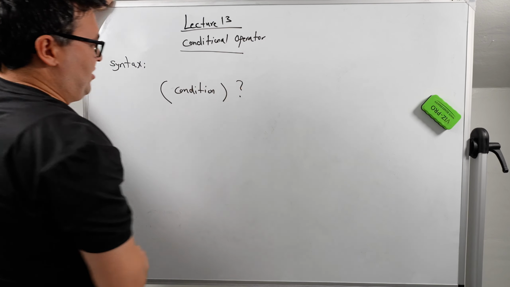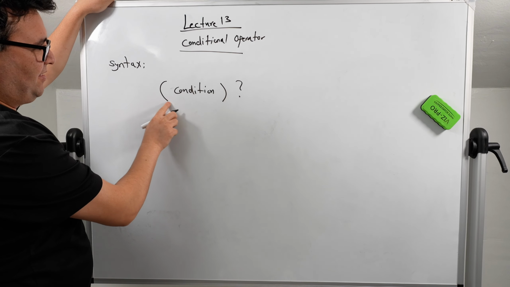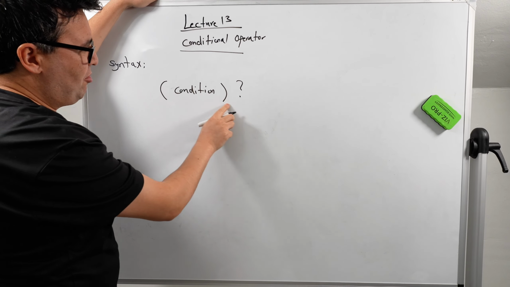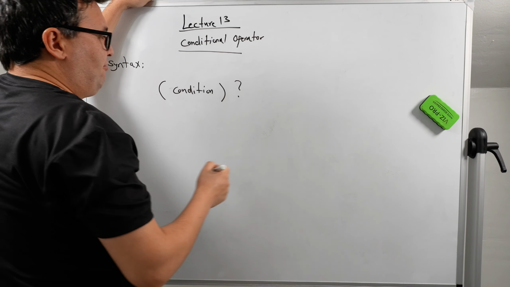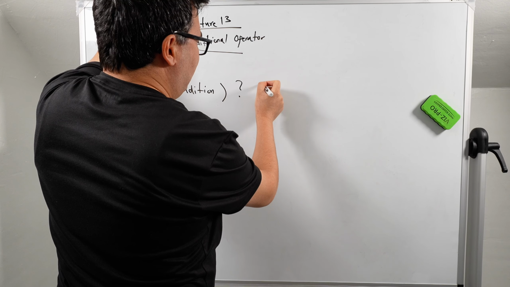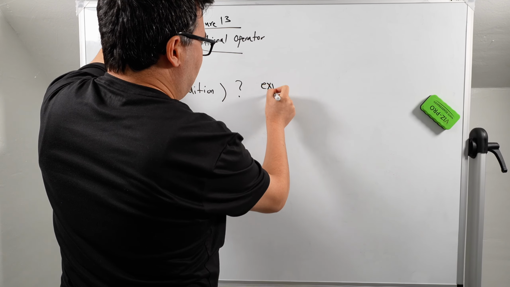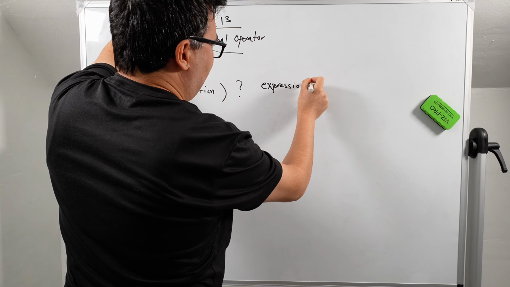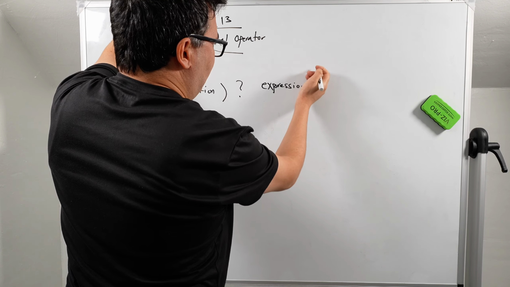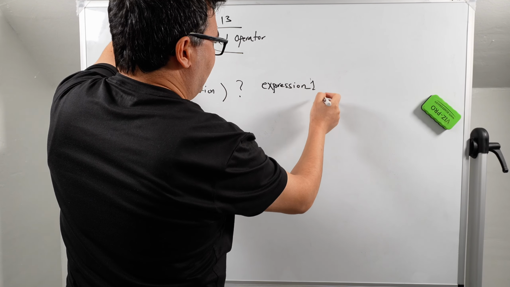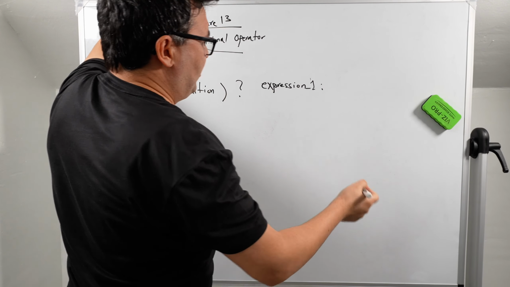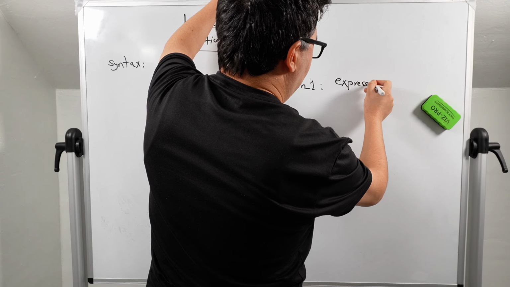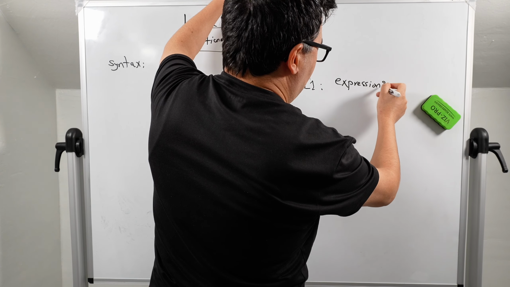And then we have a question mark. It means the program checks the condition first. If the condition is true, it executes expression 1. And we have another expression, we call it expression 2, or statement 2.